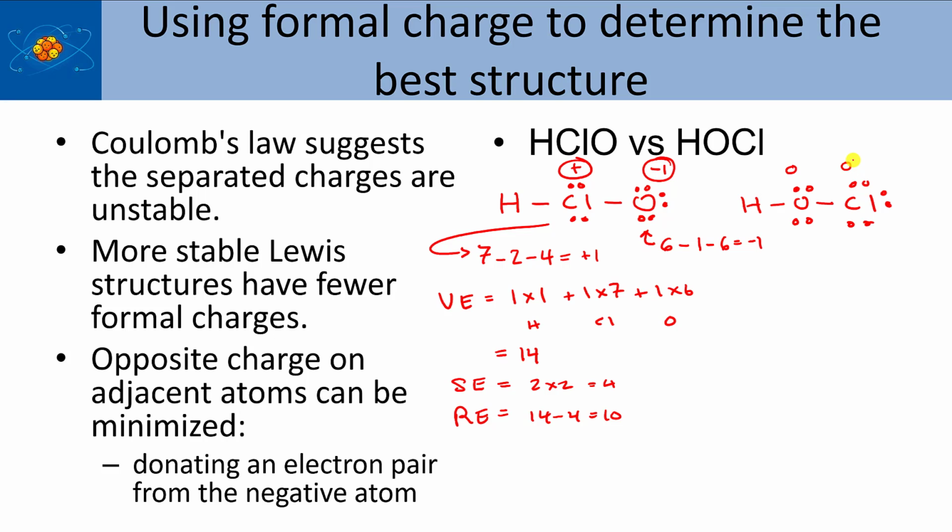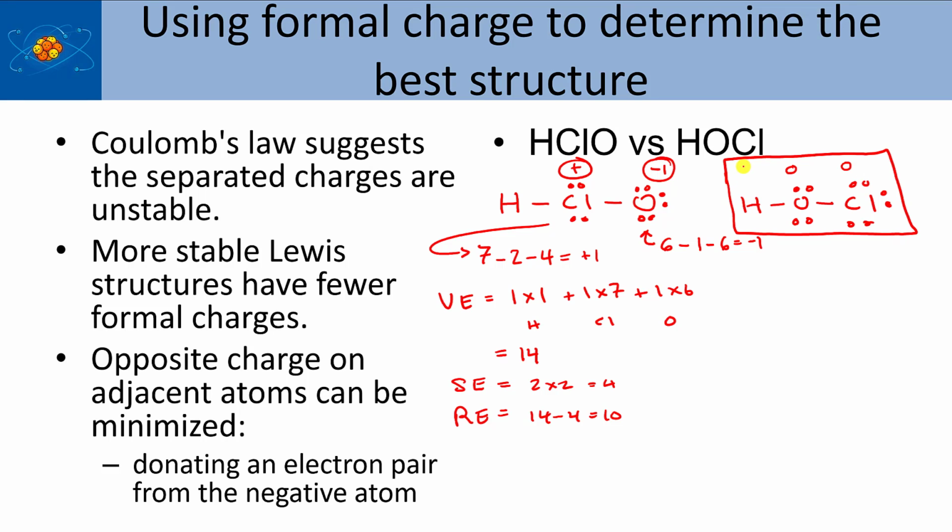Now, what Coulomb's law tells us is this is a relatively unstable situation. What really wants to happen is those charges want to be canceled out. And if we draw the structure with the hydrogen on the oxygen instead of on the chlorine, you notice that you have a 0 formal charge. So it turns out the best structure is this one.